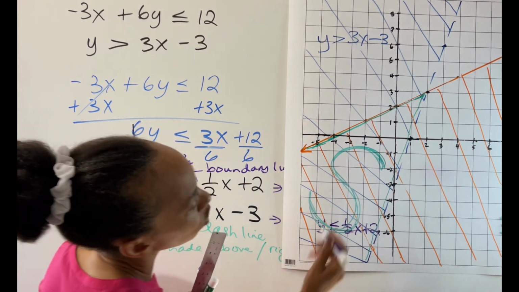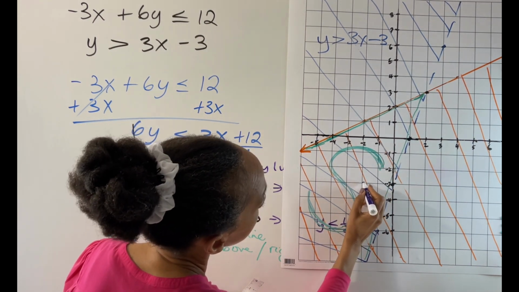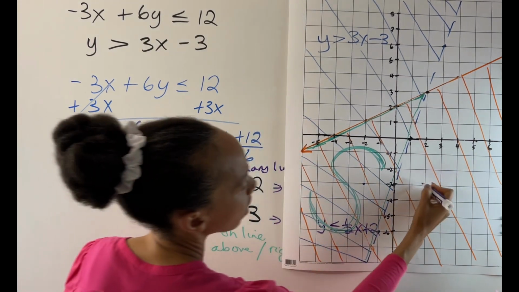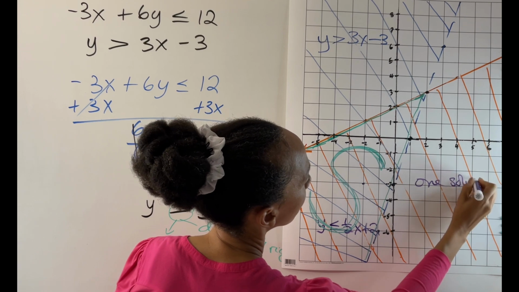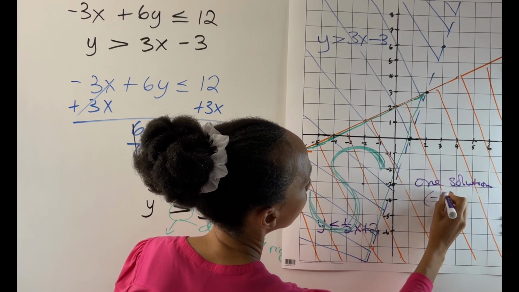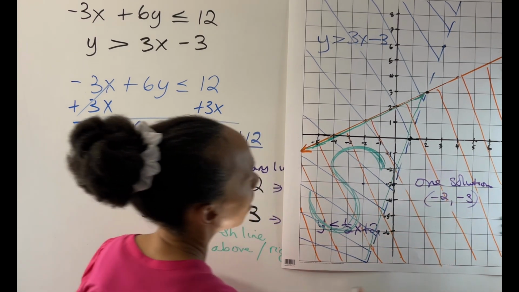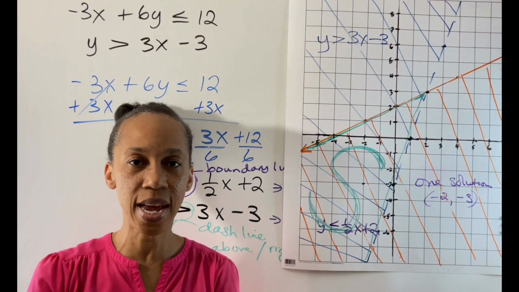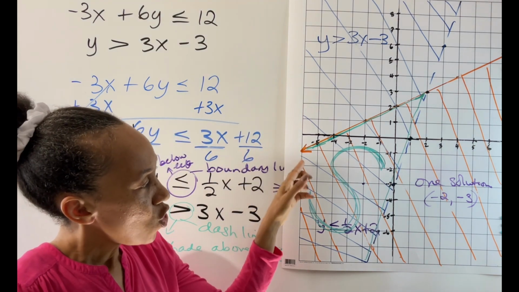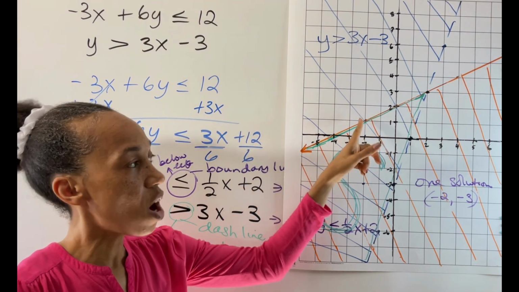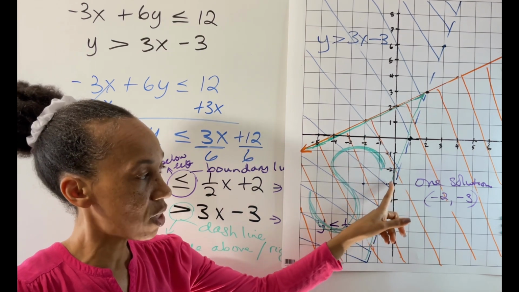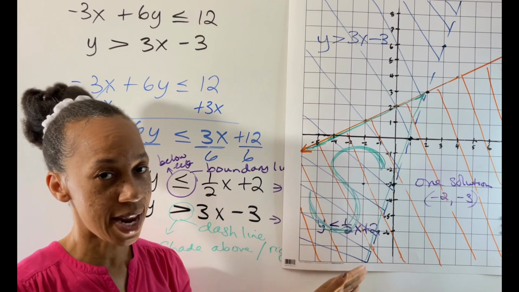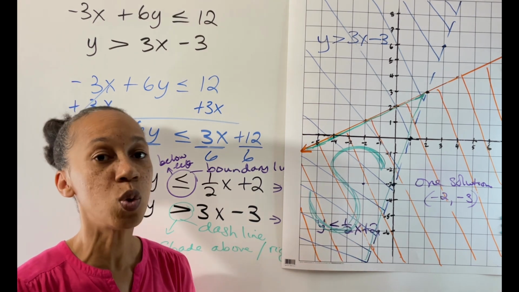And I'm going to choose -2, -3. So one solution, and you can write it here, one solution is -2, -3. Now, one thing I must say to you is that when you are dealing with system of linear inequalities, you can choose a solution that is on the solid line, but not a solution on the dashed line. Because on the dashed line is not telling you that you are going to include that point.